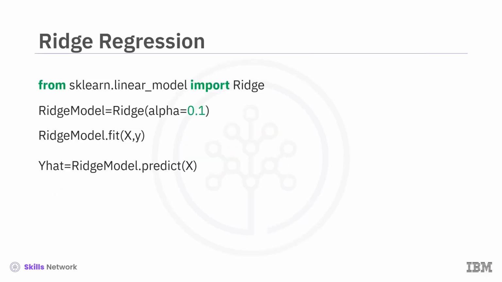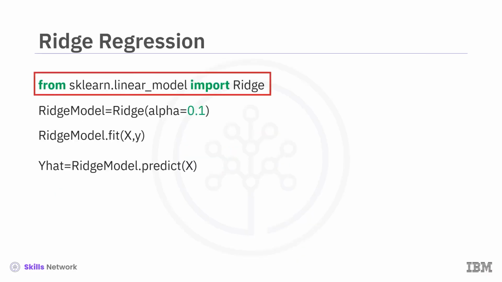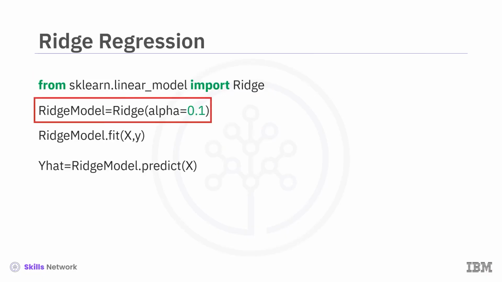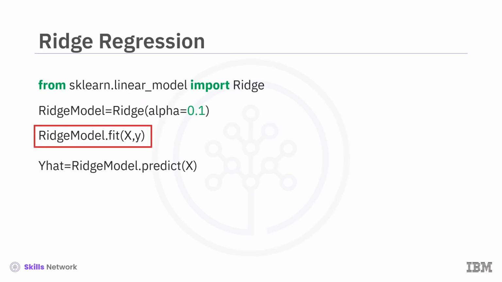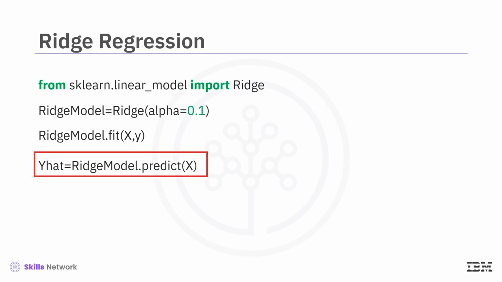To make a prediction using ridge regression, import ridge from Scikit-learn linear models. Create a ridge object using the constructor. The parameter alpha is one of the arguments of the constructor. We train the model using the fit method. To make a prediction, we use the predict method.